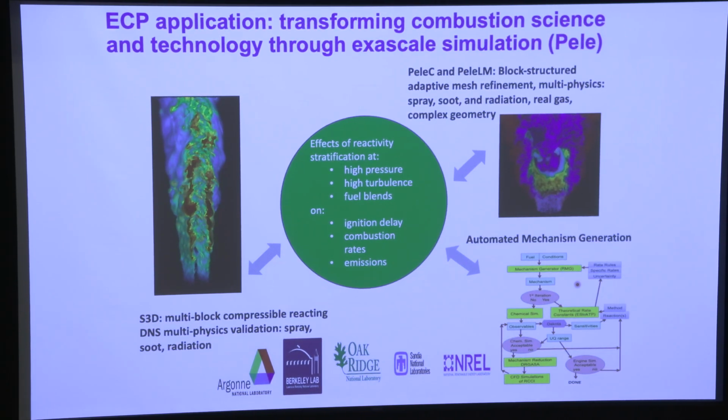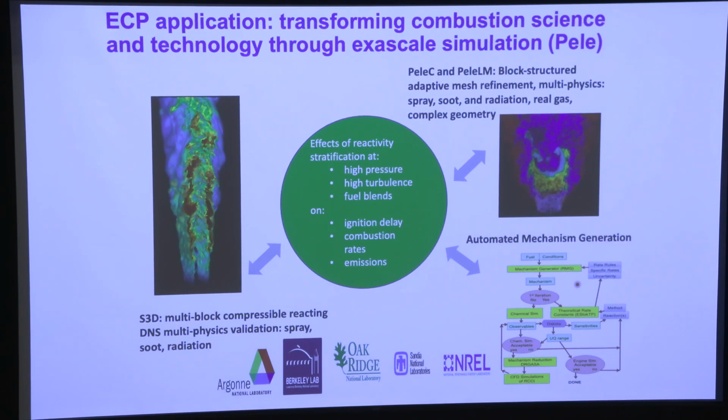And so DNS from S3D, which was simple block or multiple blocks, kind of primitive geometry, to AMR plus geometry, got us to go from simple canonical flows that we could simulate on up to actual application relevant geometries, still at reduced scale, but much more relevant.